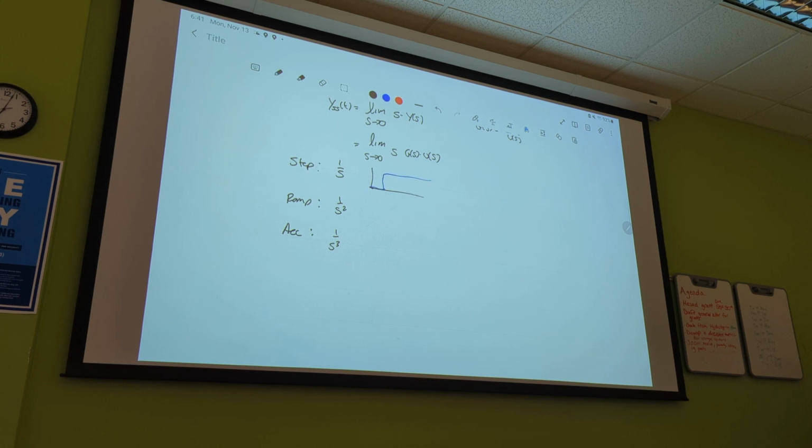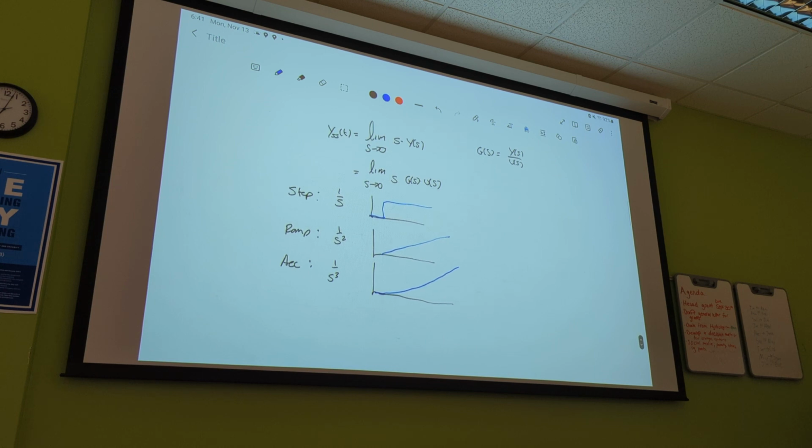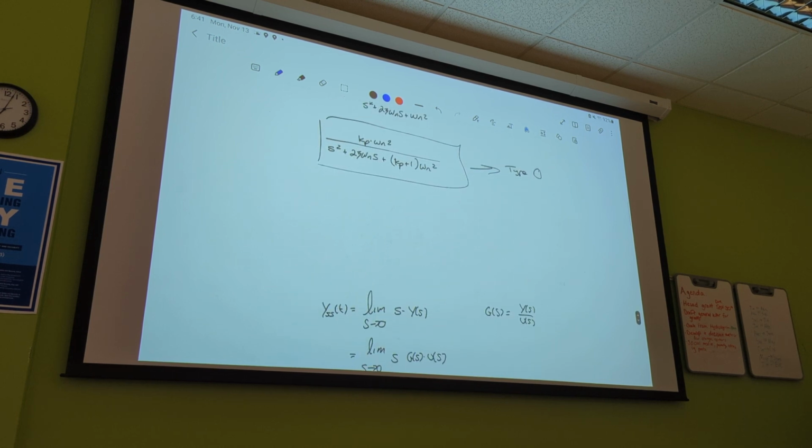The ramp starts at whatever time value and just increases linearly. And then there's the acceleration input, which is not really a common input. But anyway, this is what you would actually put inside of the limit, because you need those inputs in the s domain.